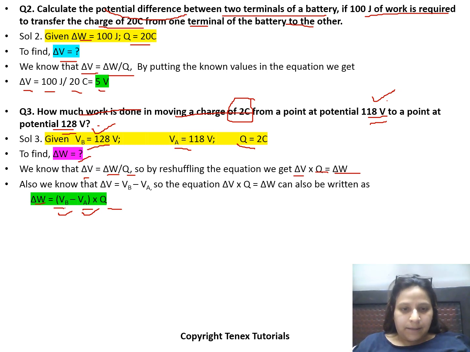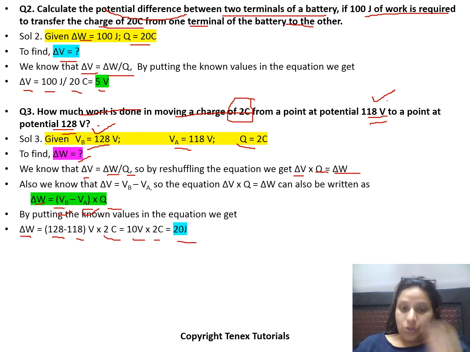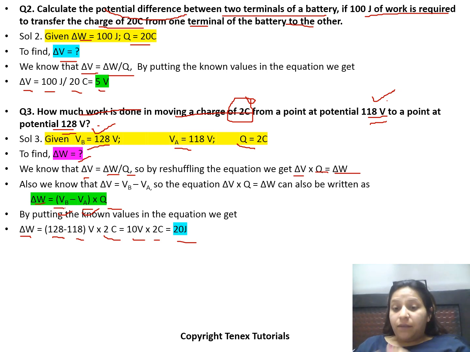Guys, let us solve this further. By putting the values in the equation, we get delta W is equal to (128 minus 118) volts into 2 coulombs. This is equal to 10 volts into 2 coulombs, which is equal to 20 joules. So 20 joules of work is done in order to push 2 coulomb of charge from 118 volts to 128 volts. Simple, guys. We've solved quite a few numericals in this video.